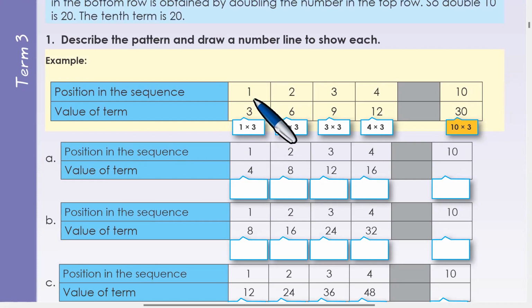And then what happened? Now this became 3, which became like 1 by 3. 2 became 6, which means 2 was multiplied by 3. Multiply 3 by 3, you get 9. You multiply 4 by 3, you get 12. You multiply 10 by 3, you get 30. Next.